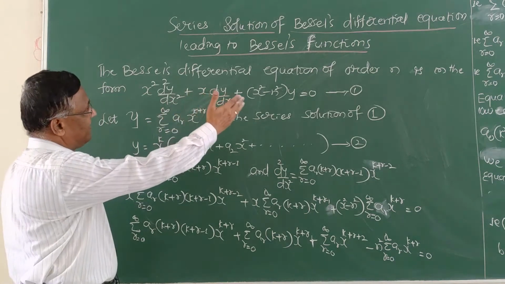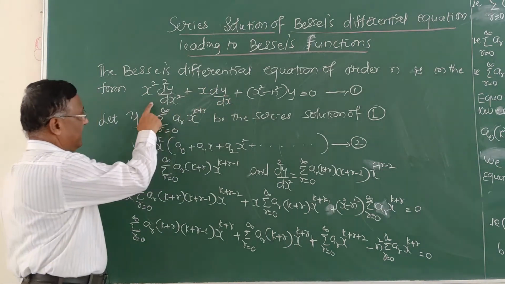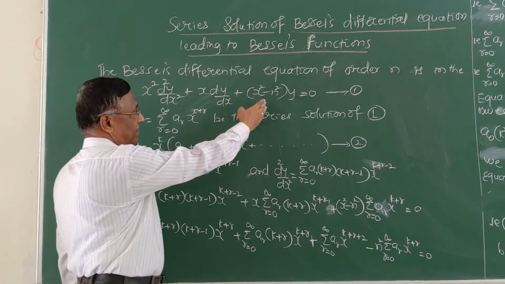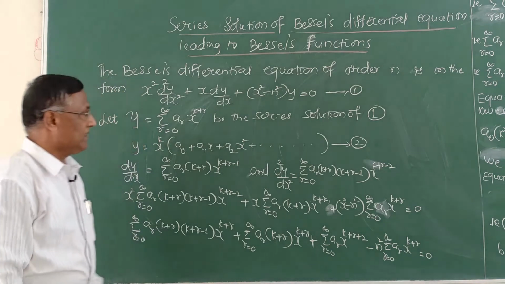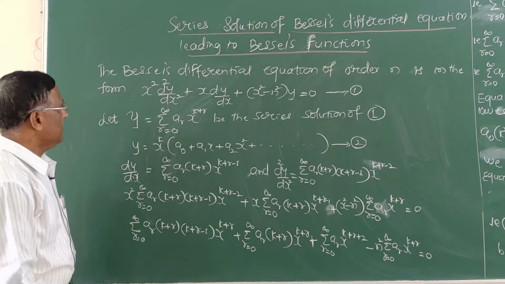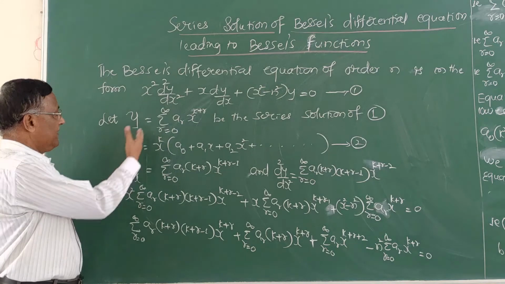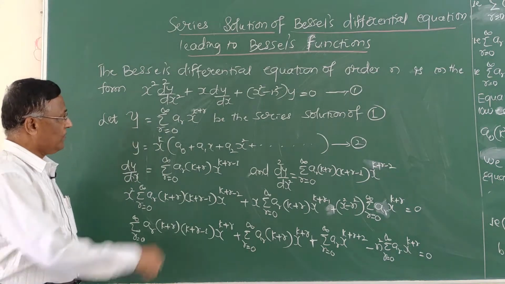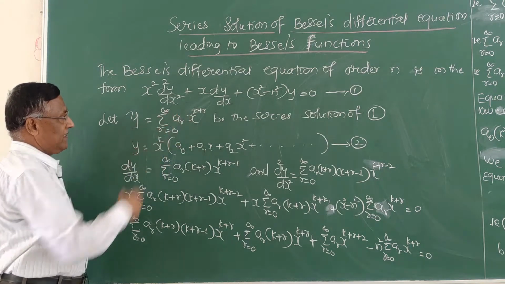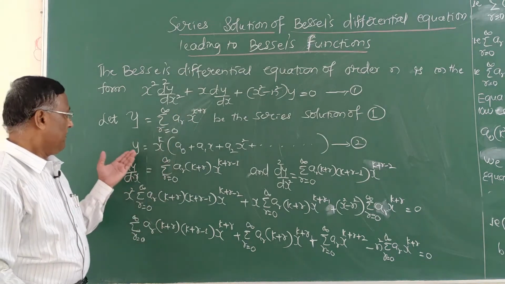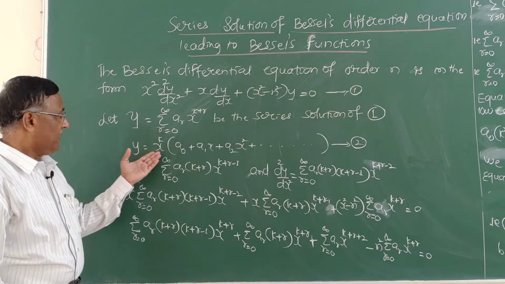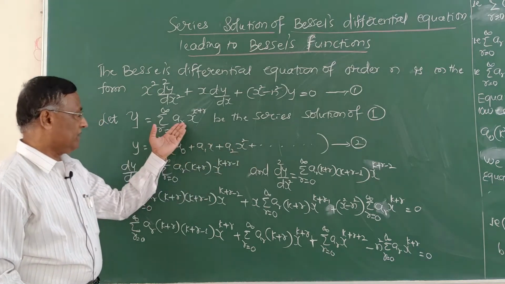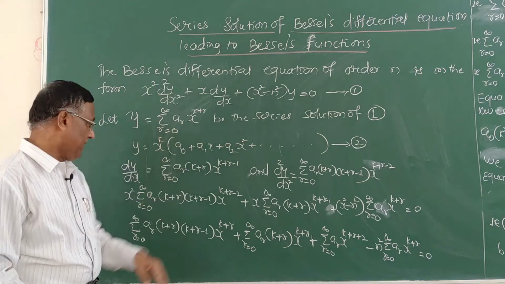The Bessel's differential equation of order n is in the form of x square d square y by dx square plus x dy by dx plus (x square minus n square) y equal to 0. Assuming the solution of the given differential equation to be an infinite series of the kind, say y equal to summation from r equal to 0 to infinity ar x raised to k plus r, or it can be written as y equal to x raised to k into (a naught plus a1x plus a2x square plus so on), just by putting r equal to 0, 1, 2, 3 etc.